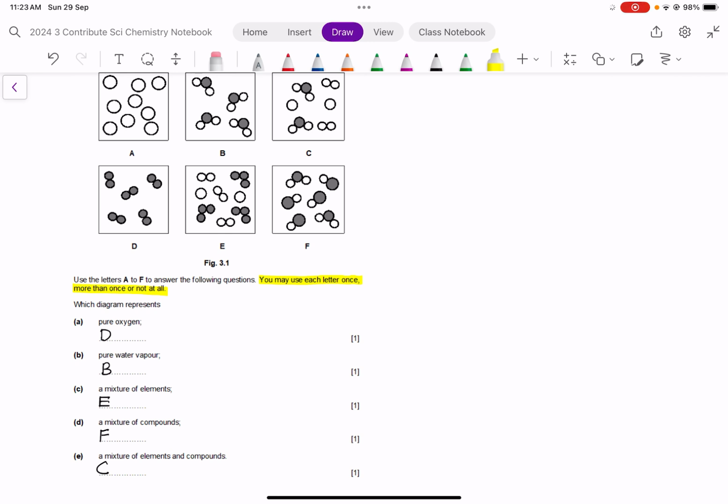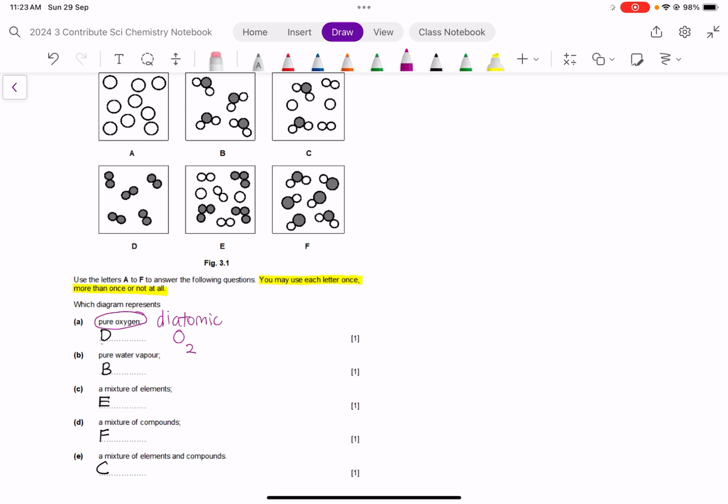Now first, for part A, you are told it's pure oxygen. Pure oxygen is diatomic. What it means is that 2 atoms make up a molecule of oxygen, so O2. So we have to look for an element where there are 2 atoms joined together.